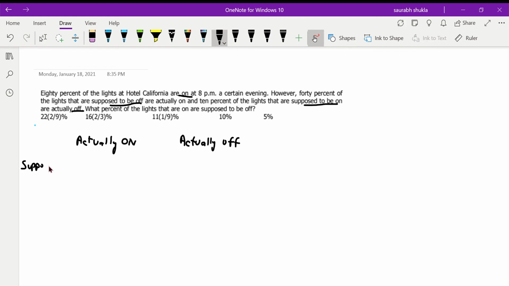But, as the question mentions, there's an overlap between supposedly on and supposedly off. So these are actually on, actually off, and then some overlap between these two. Of course, there cannot be any overlap between supposed to be on and supposed to be off. And also let us take a third parameter, which is called total. So here also let's take total.